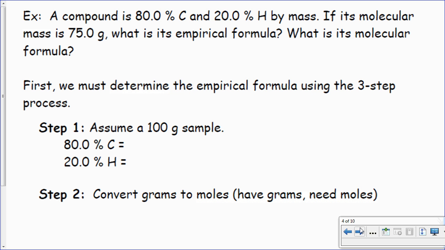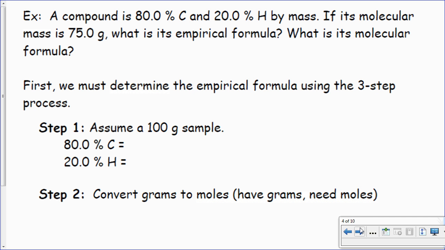Well, it's a multiple step process. For example, a compound is 80% carbon, 20% hydrogen by mass. If its molecular mass is 75 grams, what is its empirical formula? What is its molecular formula? So it's a two-part type of problem. First, we figure out the empirical formula by doing percent to grams, then grams to moles, and then moles to find the basic ratio.